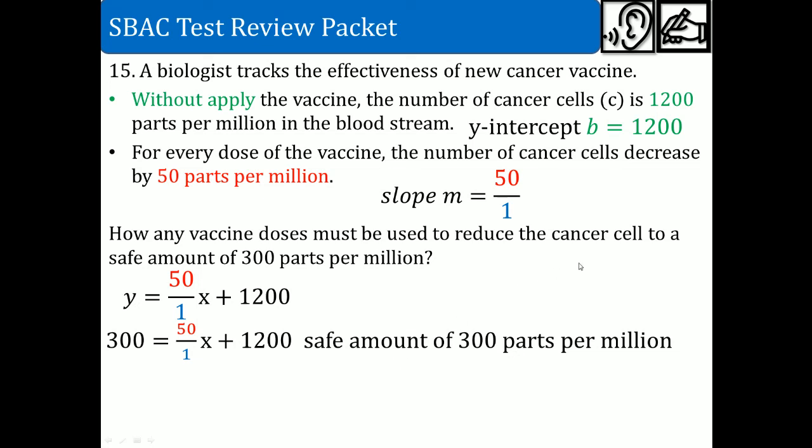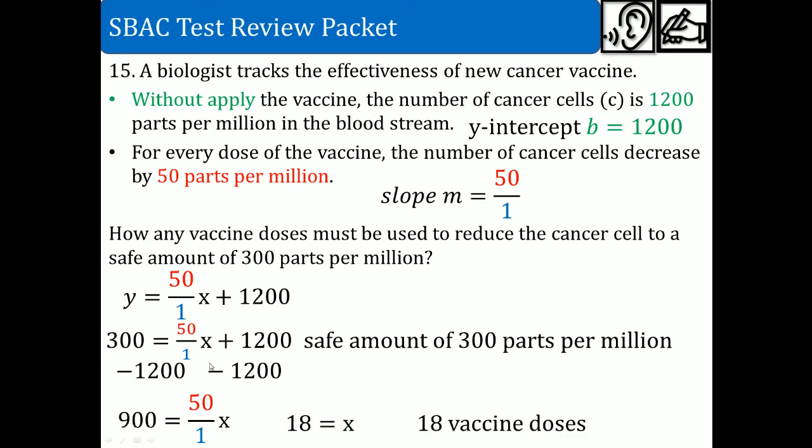Okay? It said to a safe amount of 300 parts per million. That's why the y is 300, because that is the safe amount of 300 parts per million. Subtract 1,200 from both sides, you get 900 equals 50 over 1x. Divide by 50 on both sides, you get x equals 18. So at 18 doses, you get your 300 parts per million.